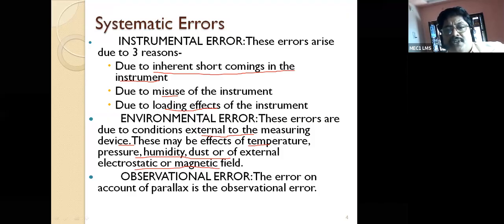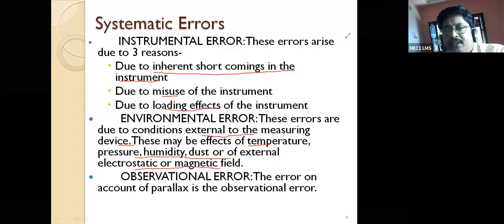What is the next one? Observational error. What is the meaning of observation here? Observing. Who is observing? A human is observing the reading. In the gross error, we said the human makes mistakes in taking readings, such as calculation and reading oversight. But observational error is also by the human only. This comes under systematic errors, and it is called parallax error.